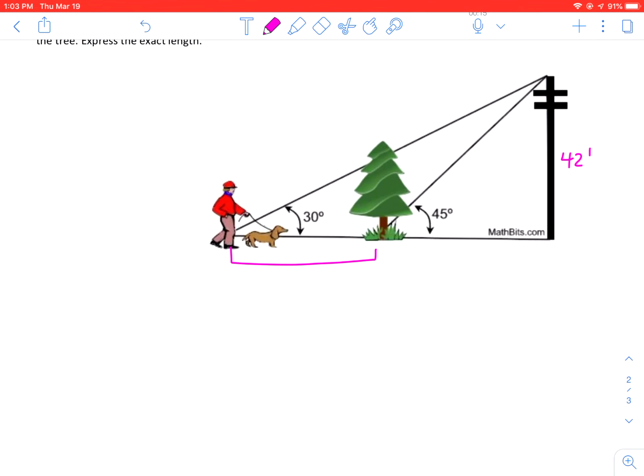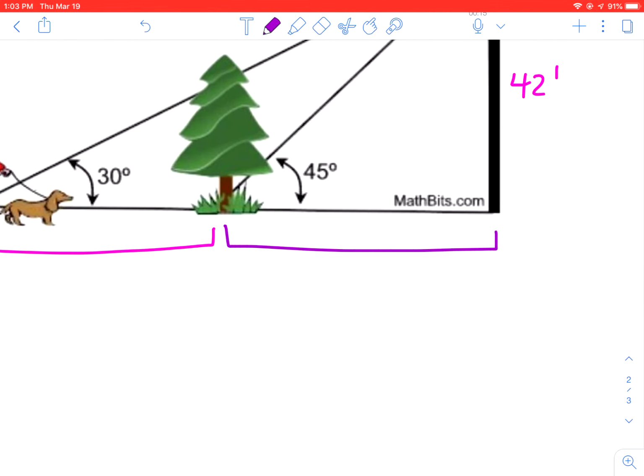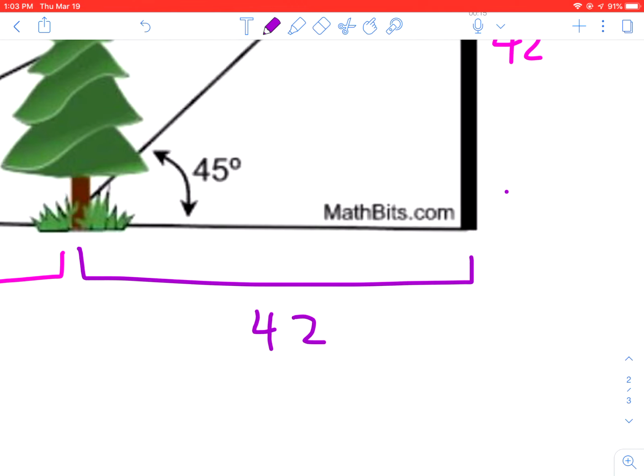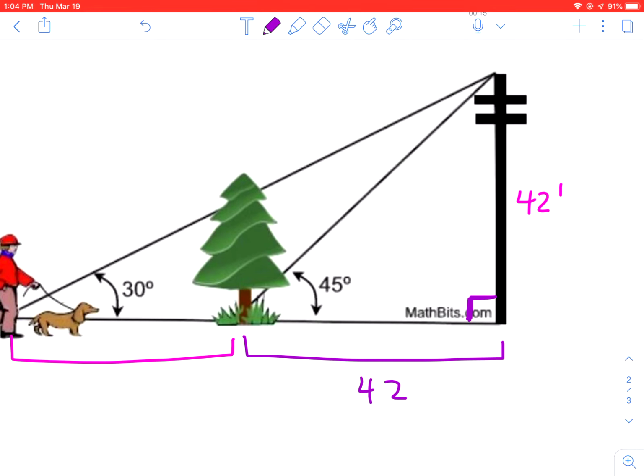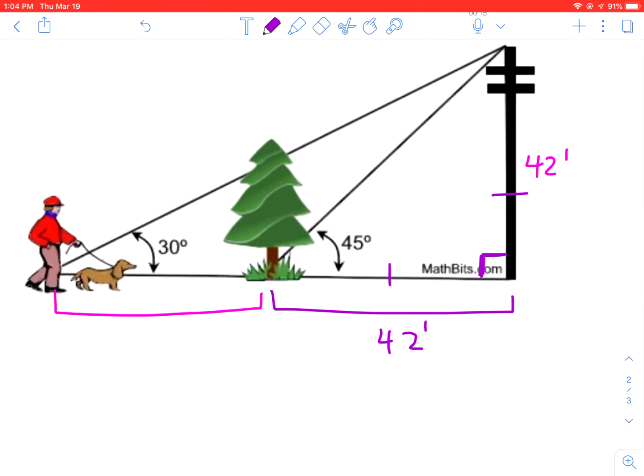Alright, so I know this distance is also 42 because we are going to be assuming that that is a right angle. And also, obviously, I got all these problems from MathBits, so if you want to check them out, they have some couple extra problems that you can try also. But anyway, isosceles right triangle, we can assume like a phone pole or a tree coming up from the ground is perpendicular to the ground, so that will also be 42 feet.